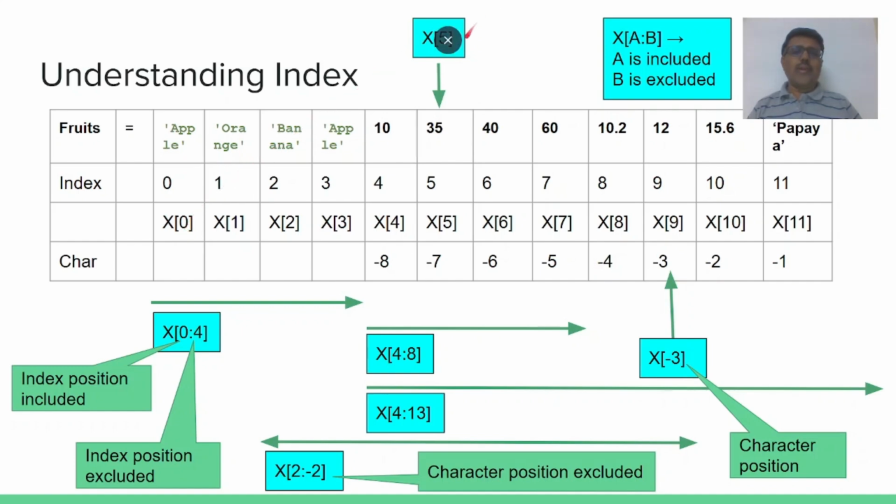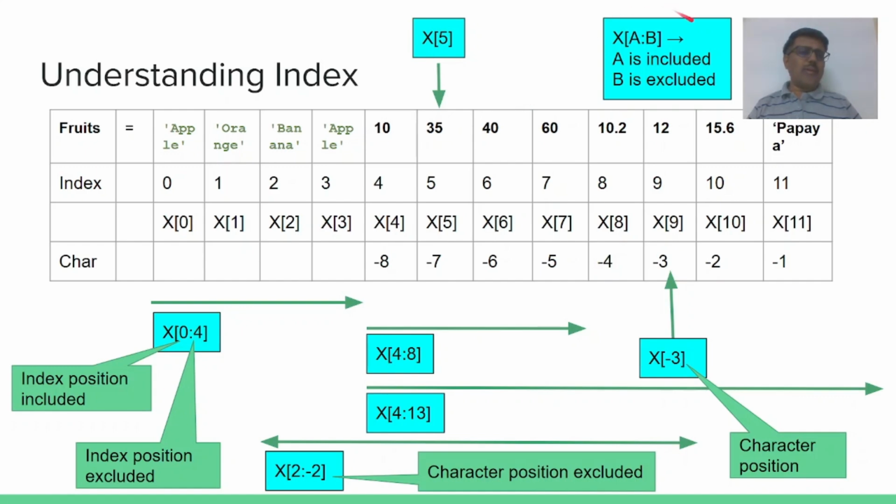Okay, so for example, here we have given an example. When you say x of 5, what is the item in the fifth index position? The sixth item is 35. So this value will be returned.